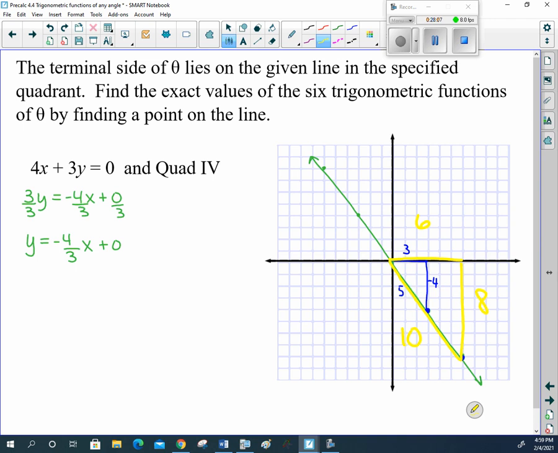So you might as well use the smallest number. So I think I'm just going to use the blue triangle. Those are the smaller numbers. They're reduced. I could pick any point I wanted, but let's pick the one where the numbers are already reduced. So here's our theta.